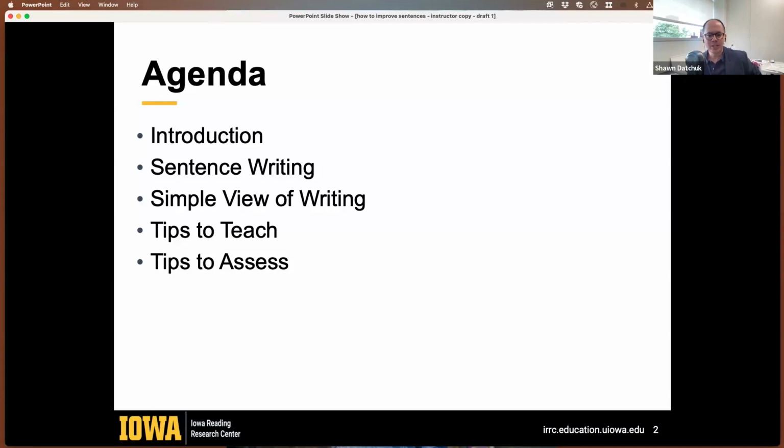What are some tips that you can immediately implement to help students learn how to write what can seem like a simple thing, but it's actually very complicated, which would be complete sentence writing. And then we'll look at ways that we can assess for sentence writing. So, what are things that we can look at on universal screeners or progress monitoring tasks, etc.